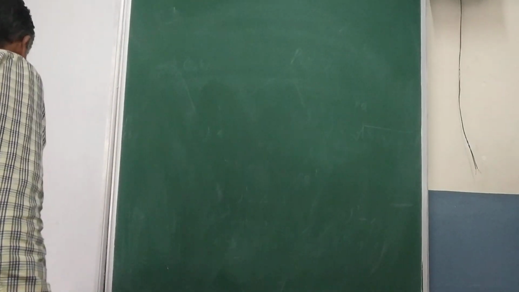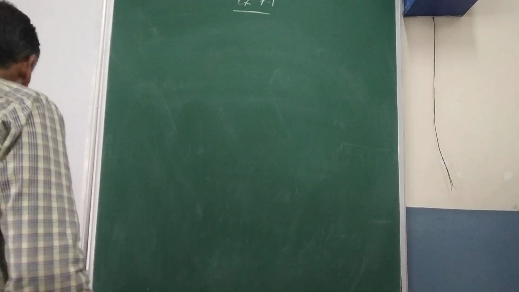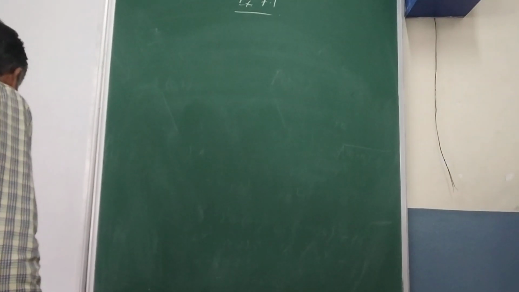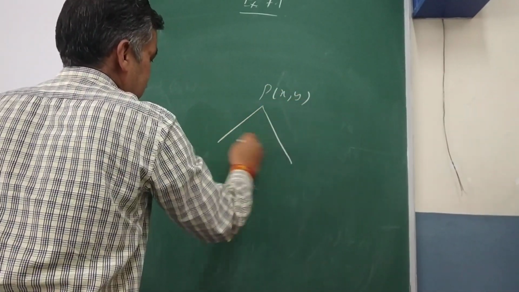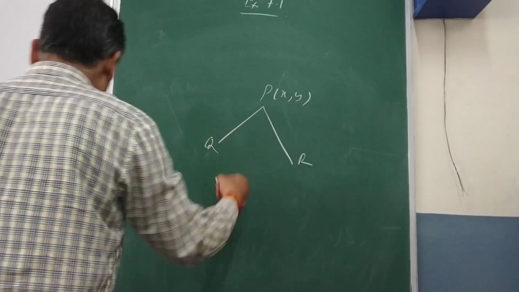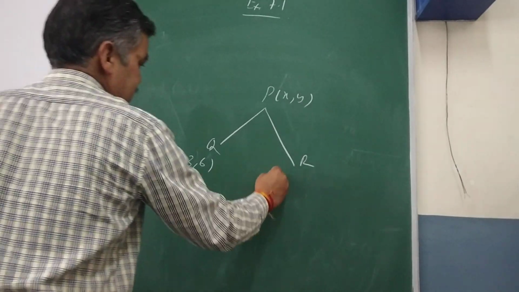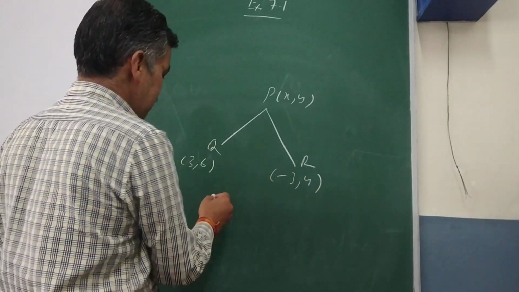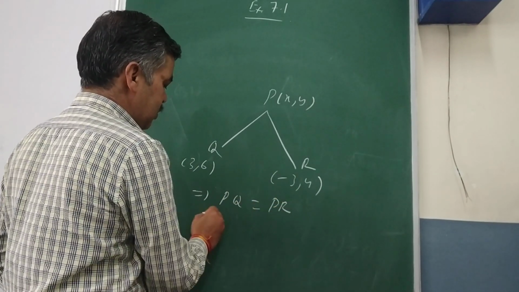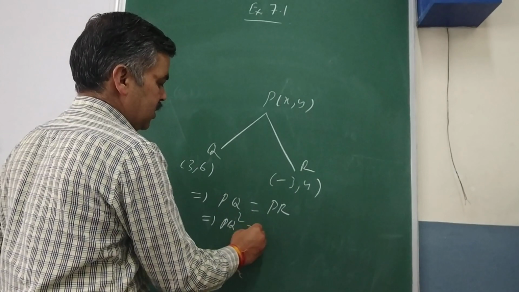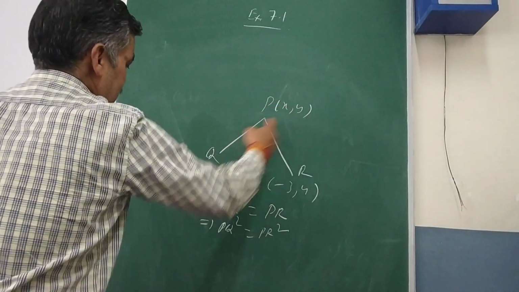Find the relation between x and y such that (3, 6) and (-3, 4) are equidistant. Again you take the same case. Suppose this is P and this is Q and this is R, and they are equidistant. The coordinates are given (3, 6) and (-3, 4). Again you write, according to the condition, PQ is equal to PR. So you will be getting PQ square is equal to what? PR square.